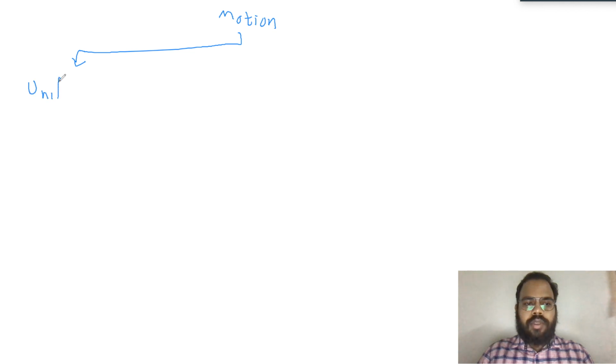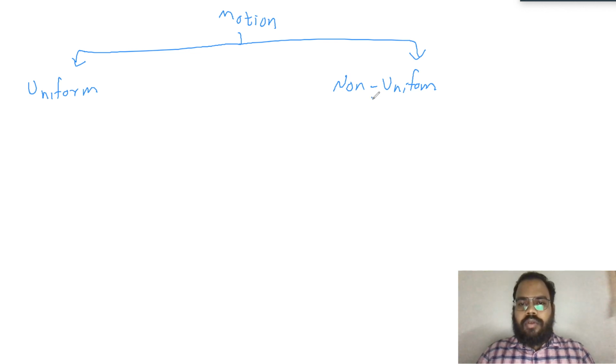Let's start with the revision of the part 1 video. We understood that there are 3 types of motion. Broadly classified, there is uniform motion and non-uniform motion. Then the non-uniform motion we divided into 2 parts: uniform accelerated motion and non-uniform accelerated motion.